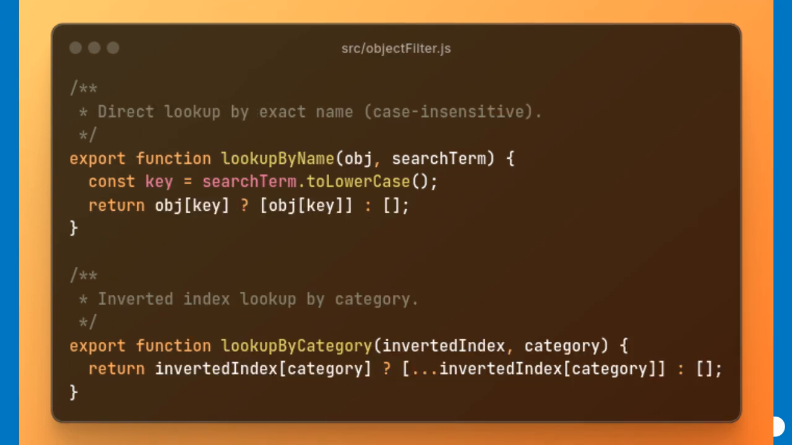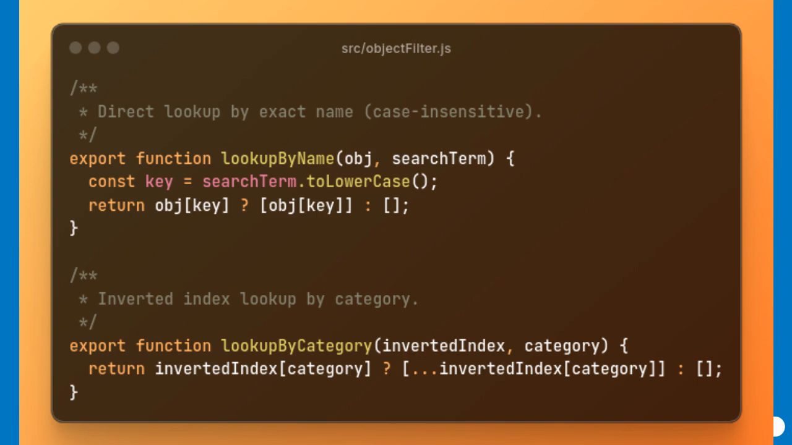This file provides the object-based lookup strategies. It enables direct constant time, O(1), retrieval by exact name and fast group retrieval by category using pre-computed inverted indexes. When the key is not present, it returns an empty array. This approach highlights the power of objects for instantaneous lookup in large datasets and for use cases like tag category filtering.